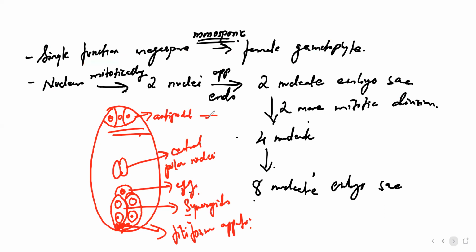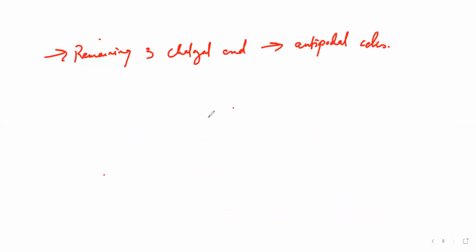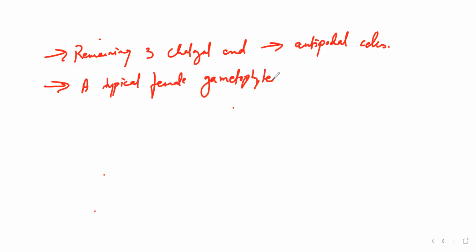Okay, so now, antipodal cells. Typically, the last thing you're going to get, that is a typical female gametophyte. So a typical female gametophyte is how? 7-celled and 8-nucleate. Now don't get confused that there are 8 nuclei, so how is it called only 7-celled? Okay, see, I'll show you.